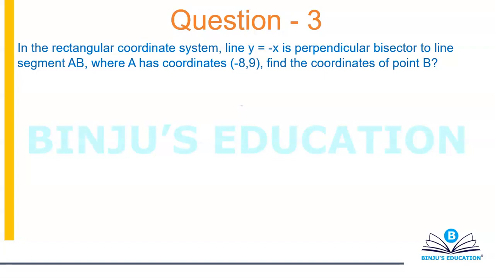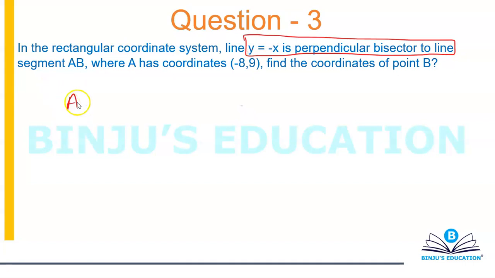In the rectangular coordinate system, line y is equal to minus x is a perpendicular bisector to line segment AB, where A has coordinates minus 8, 9. Find the coordinates of B. So again the same thing. If you have y is equal to minus x as the perpendicular bisector, what did I tell you regarding it? Interchange the coordinates with their sign, and multiply the new coordinates with a negative sign.